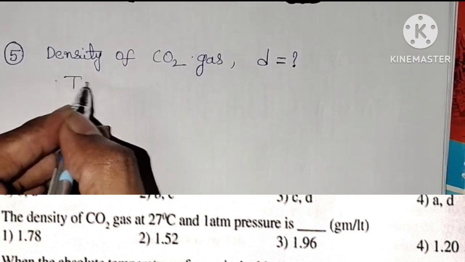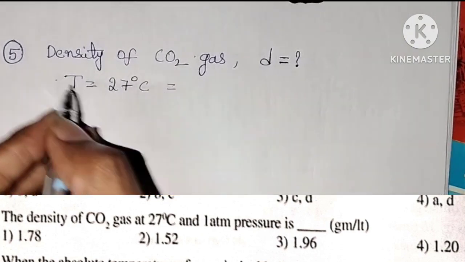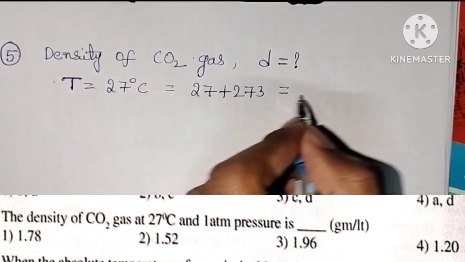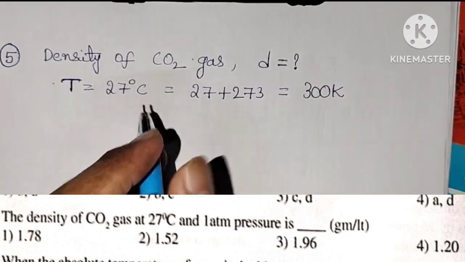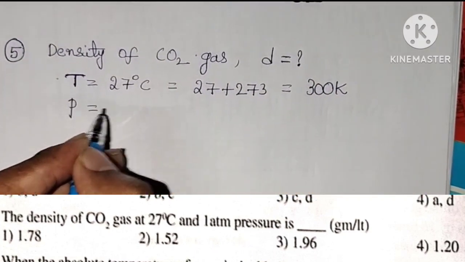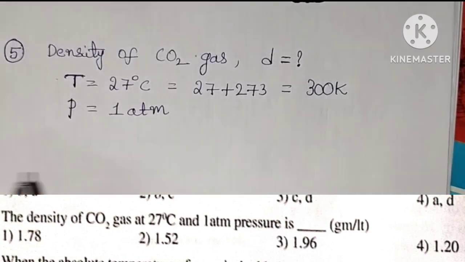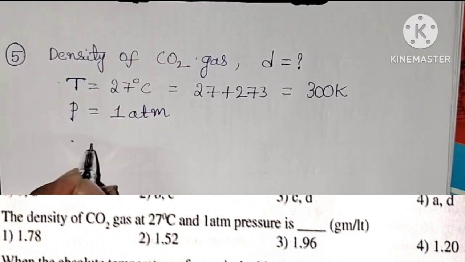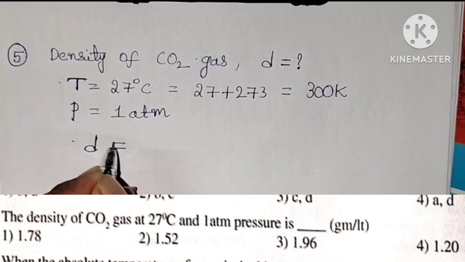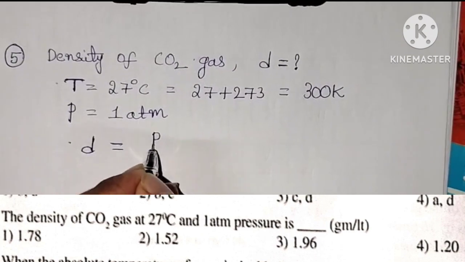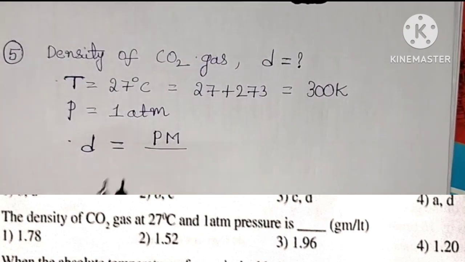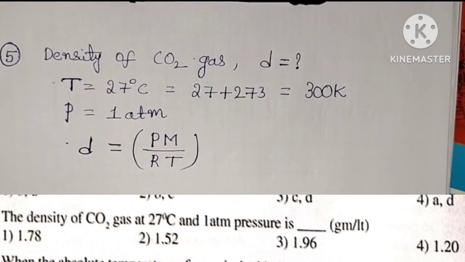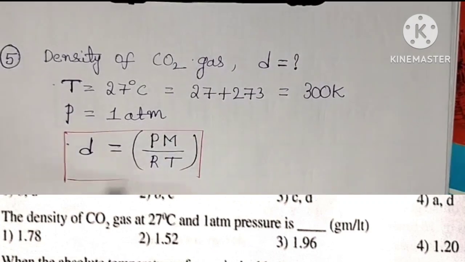The given temperature T is equal to 27 degrees centigrade. So convert it into Kelvin. So add 273. 27 plus 273, 300 Kelvin. Next, pressure P is equal to 1 atmosphere. So we have a formula for density of a gas using the ideal gas equation. D is equal to, what is the formula? Density D is equal to PM by RT. Density of an ideal gas, D is equal to PM by RT.